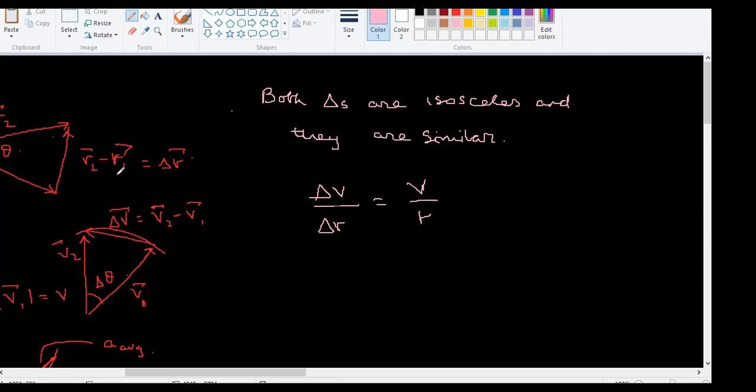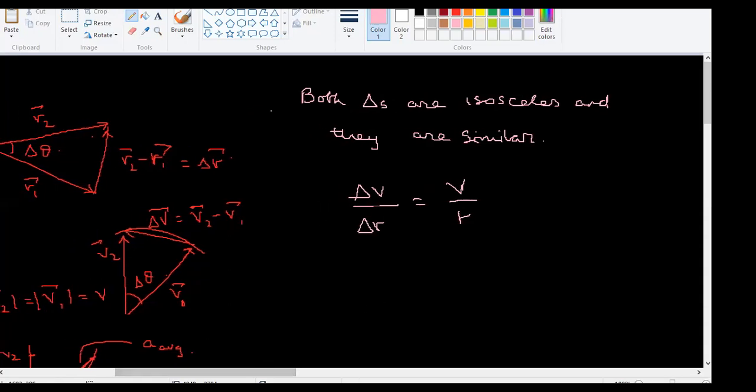So that means del V by del R should be equal to this radius by this radius. When I say radius, I am talking about the magnitude of the velocity. So this V by this R. Anybody not following this? So del V by del R is equal to V by R.